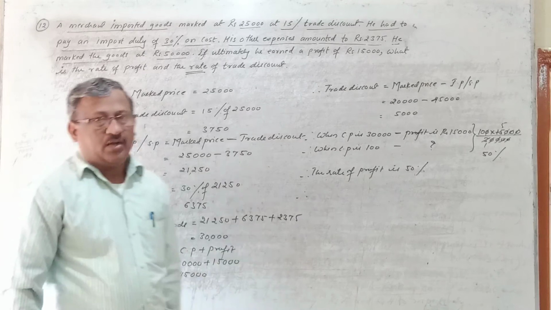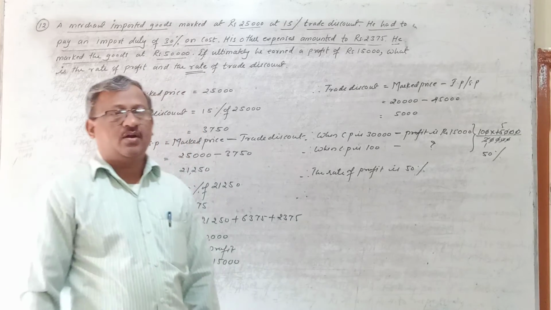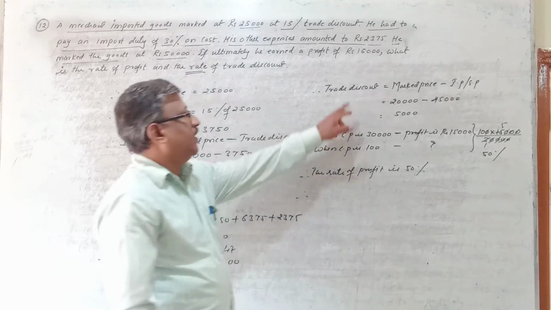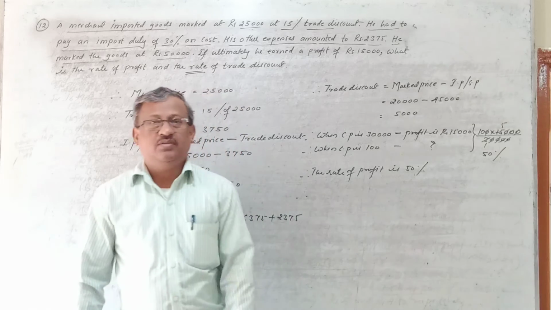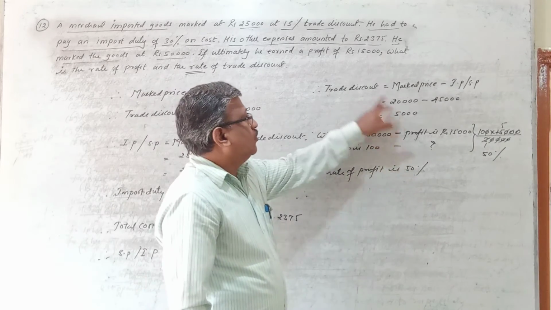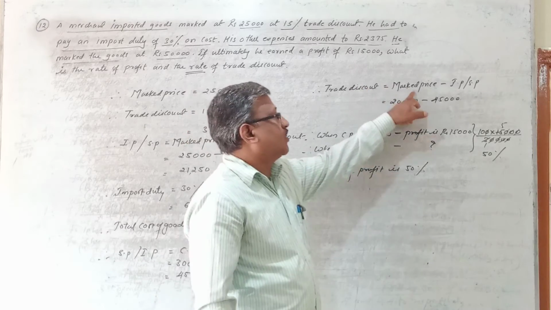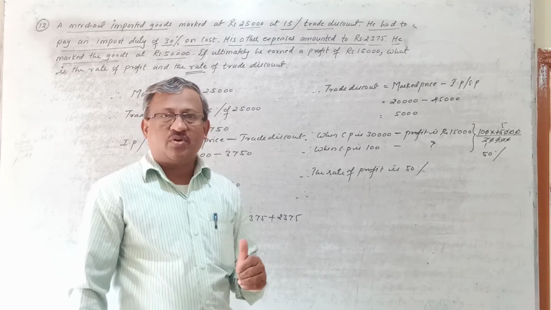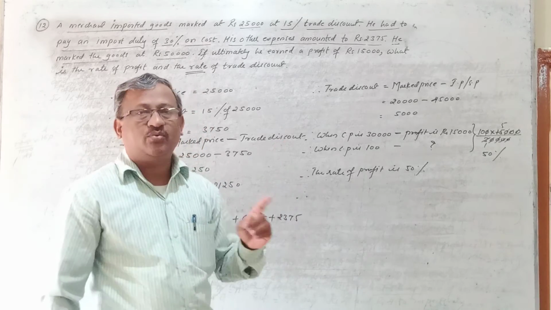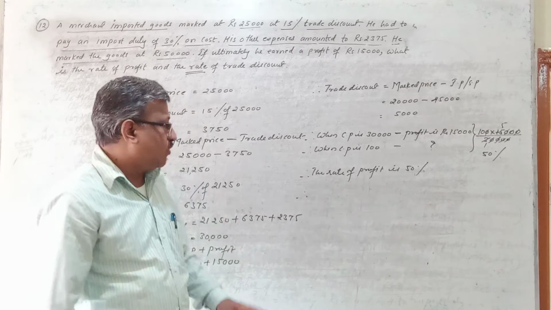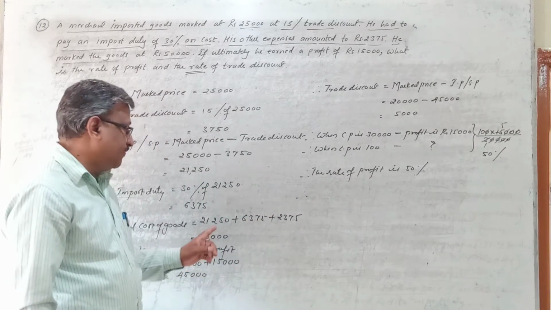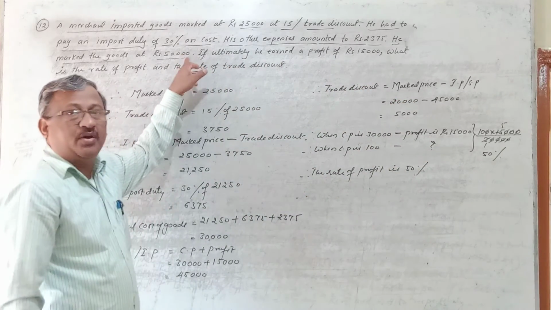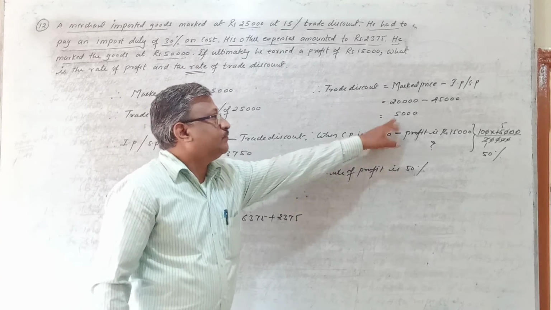So the rate of profit we have calculated. Now we have to find out the rate of trade discount. We have calculated the trade discount as 5,000 rupees. Trade discount is always allowed on which price? On the marked price. So whenever they ask you to calculate the rate of trade discount, always take the marked price into consideration. The marked price of these goods given in the problem is 50,000 rupees.